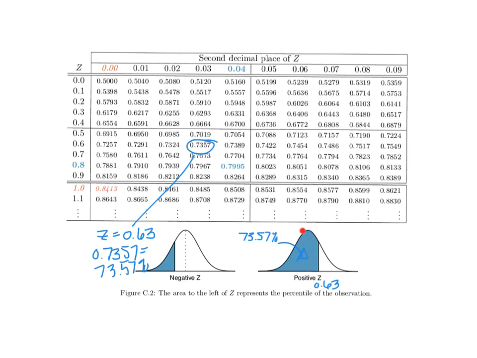And each of these is where the probability that the z-score falls within this range. So here, the shaded portion up to the point, this line that represents the z-score 0.63, is 73.57%, meaning 73.5% of the values are less than 0.63 standard deviations greater than the mean.